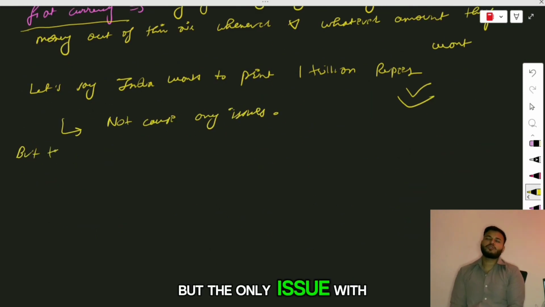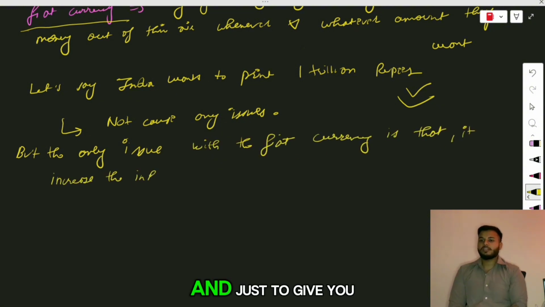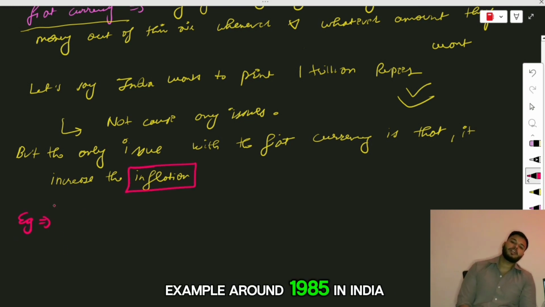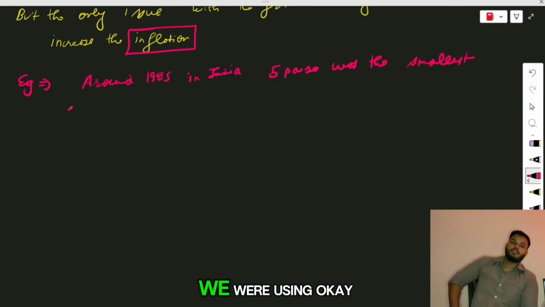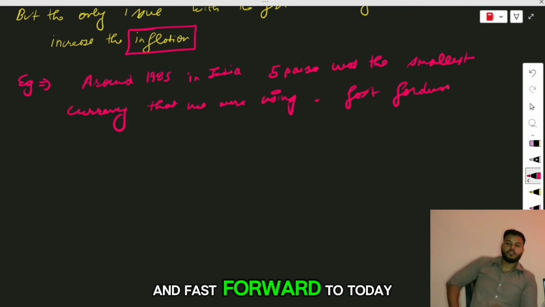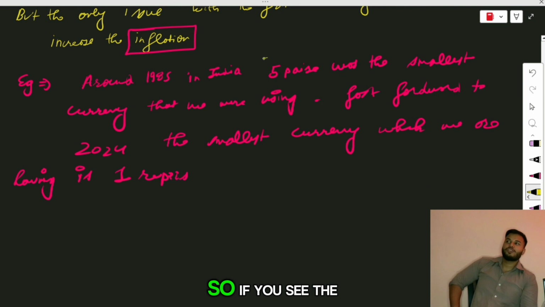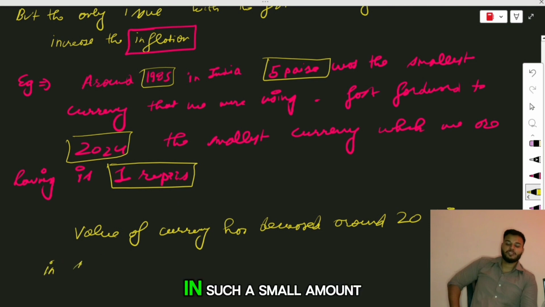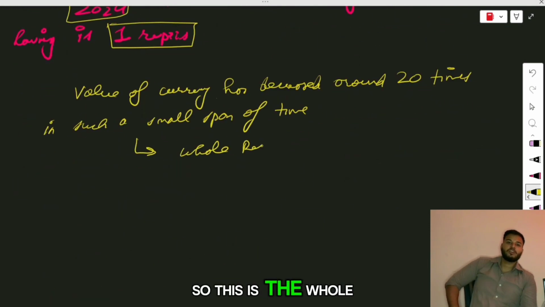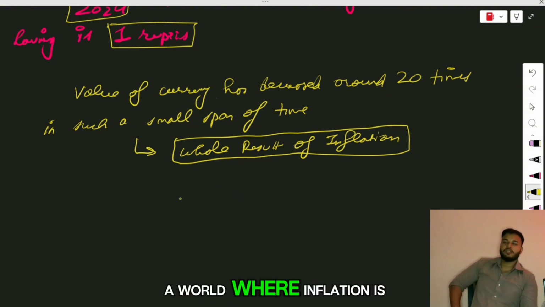But the only issue with fiat currency is that it increases inflation a lot. Just to give you an example, around 1985 in India, 5 paisa was the smallest currency that we were using. And fast forward to today, 2024, the smallest currency we have is 1 rupee. So if you see the difference, the value of currency has decreased around 20 times in such a small span of time. This is the whole result of the inflation. So currently we are in a world where this inflation is there and the realm of fiat currency is there.